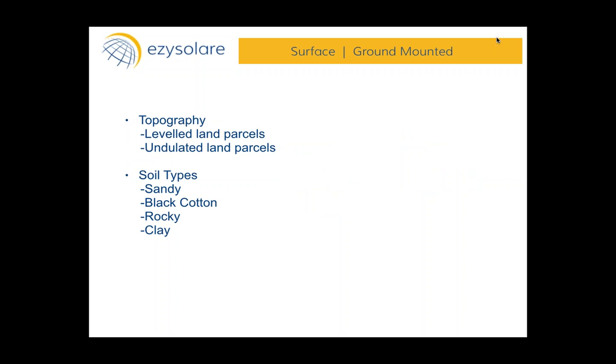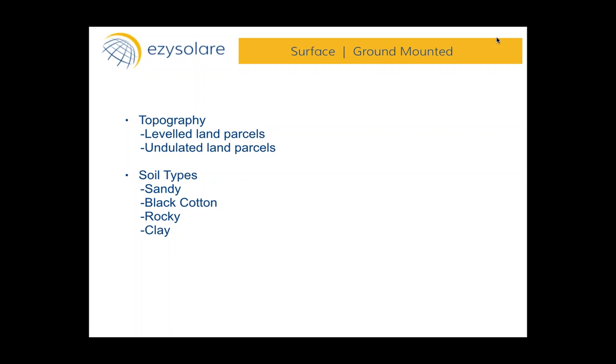So if you have a leveled land parcel, you are basically able to use all kinds of structures which are possible. With undulated land parcels, our structure table sizes are generally limited, because we don't want to spend much on land development. So we'll have to use smaller table sizes so that we can go with the contour of the land. Okay, that is one thing.